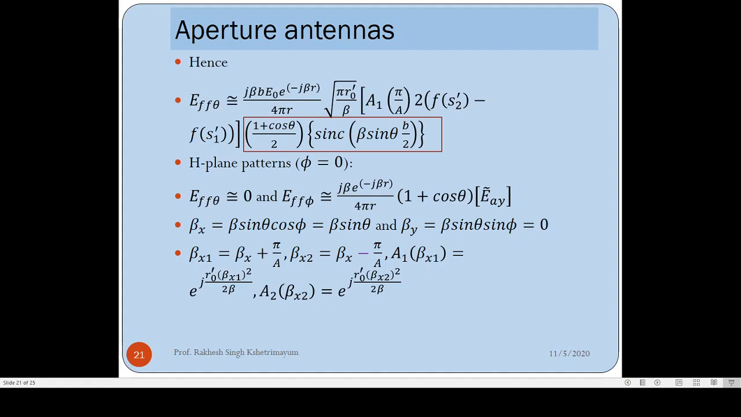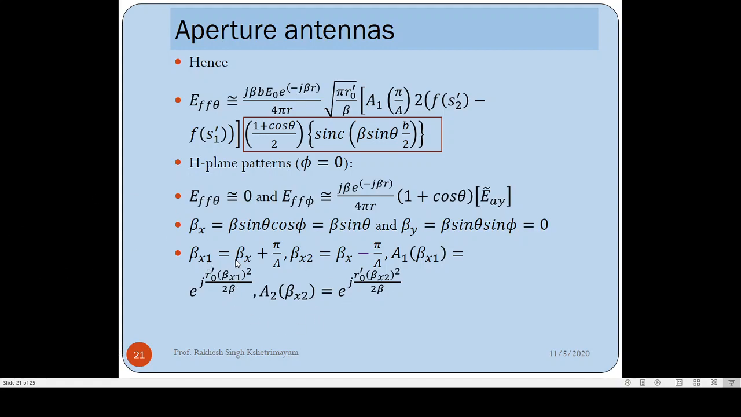Similarly, you can also find out the H plane pattern by taking phi is equal to 0. When I take phi is equal to 0, E_F theta will become 0. E_F phi will become this. Here beta x will become beta sine theta cos of pi, and it becomes beta sine theta. Beta y will become 0. If beta y is 0, this sinc function will become 1. So we will not have any contribution from the sinc function for the H plane pattern of the sectoral H plane horn antenna.